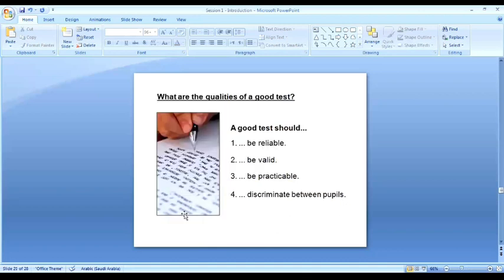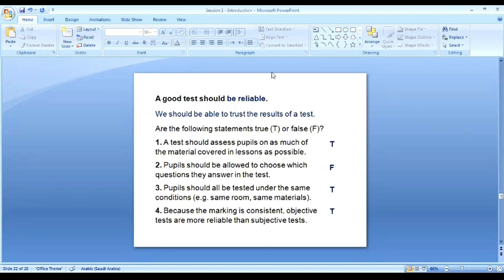So here we're going to speak about the qualities of a good test. A good test should be reliable. A good test should be valid. A good test should be practicable, and a good test should discriminate between pupils. So these are the qualities of a good test. Let us see what we mean by reliability, validity, practicable, and what we mean by discrimination between pupils.